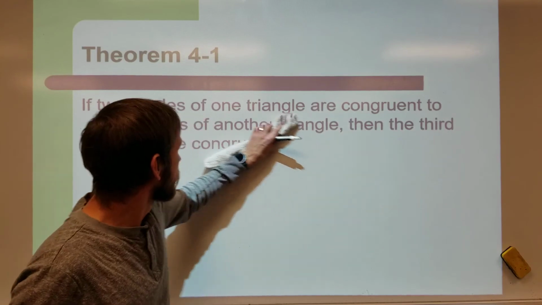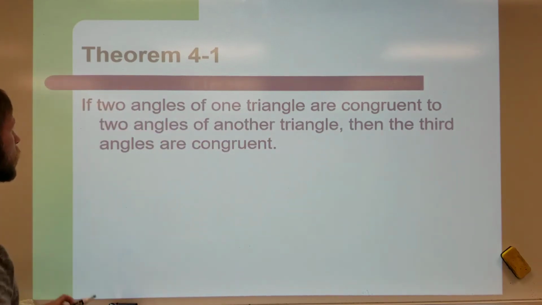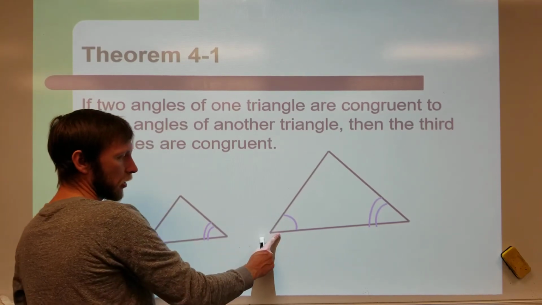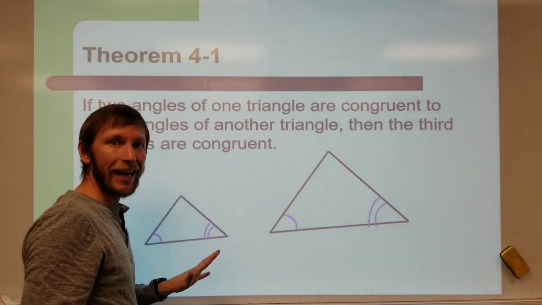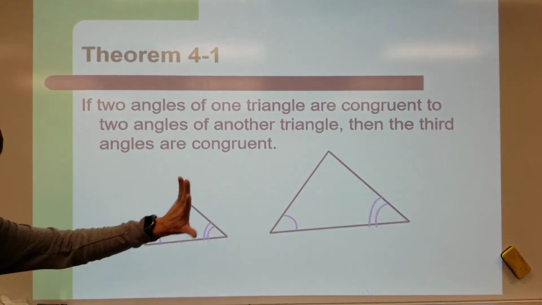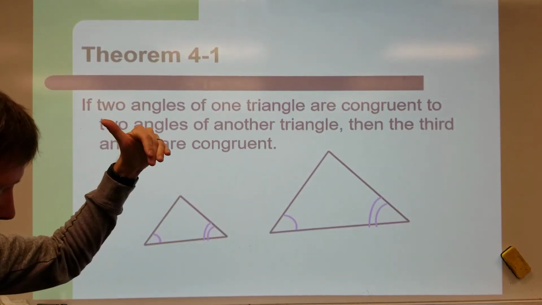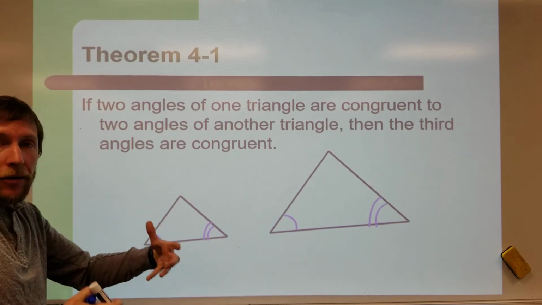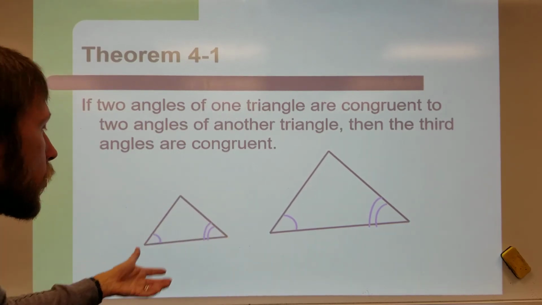All right, our first theorem of the new unit. If two angles of one triangle are congruent to two angles of another triangle, then the third angles are congruent. So what this means here is if I'm given that these are congruent, and I'm given that those are congruent, then I know that these have to be congruent. Notice how the triangles aren't congruent here, all right? So that is not necessarily that we have congruent triangles, but typically we're going to be applying this in a situation where we want to show that the triangles are in fact congruent to each other.